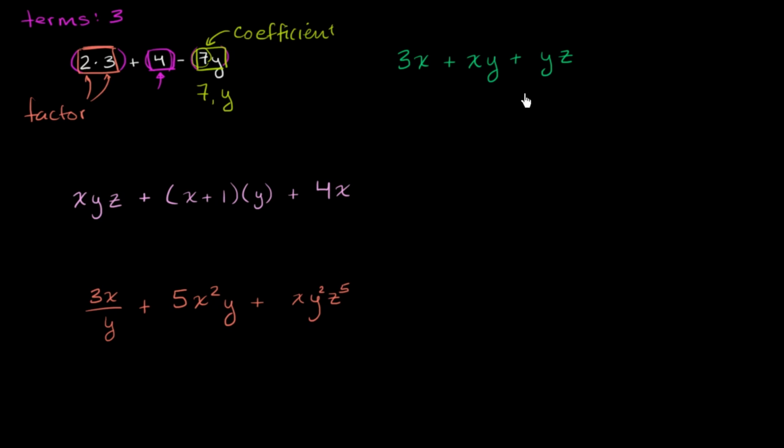So let's look at this first one. It's clear that we have 3 things being added together. This is the first term, this is the second term, and this is the third term.